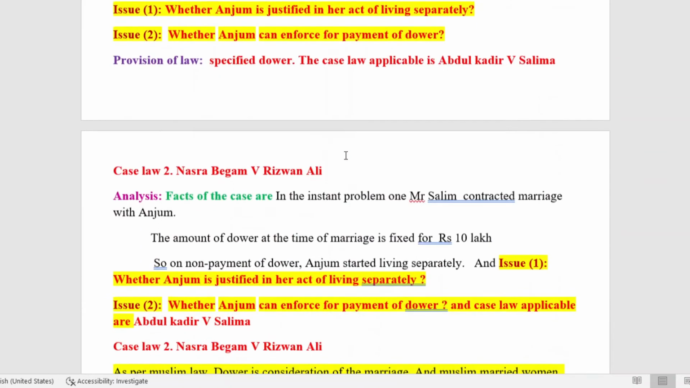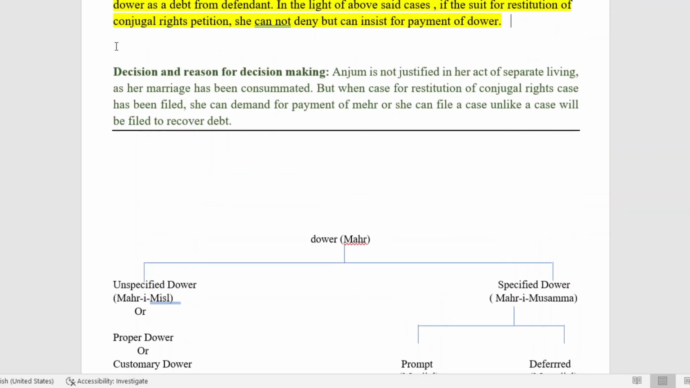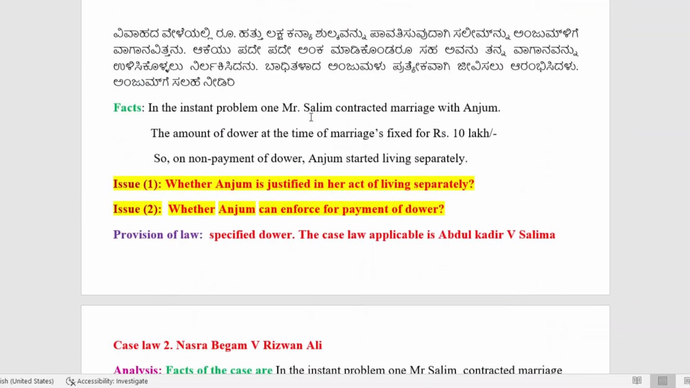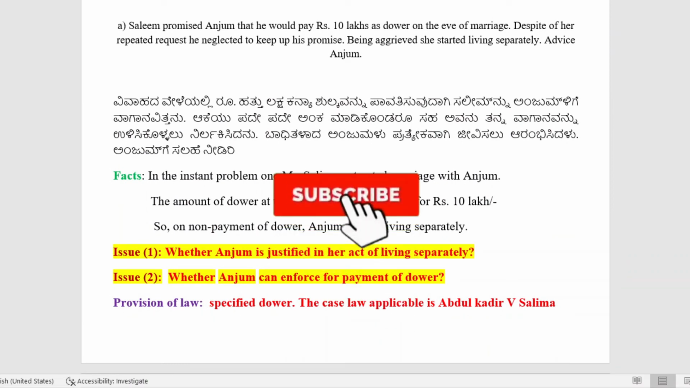Here we need not write the classification of Dower. I have simply mentioned this for your information. Up to this point we have to write the decision and the reasons for the decision making. Thereafter we need not write. Only these steps we have to follow. Here there is a specification of amount with regard to the payment of Dower. So now I think you understood the problem.